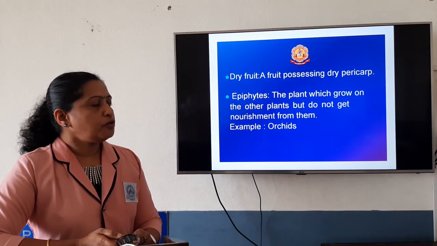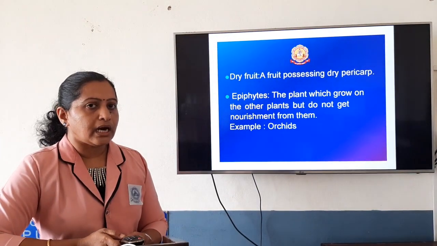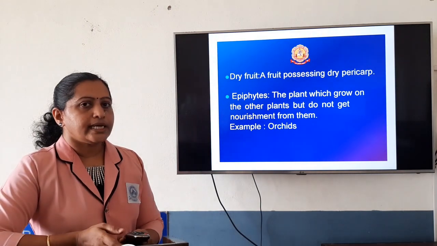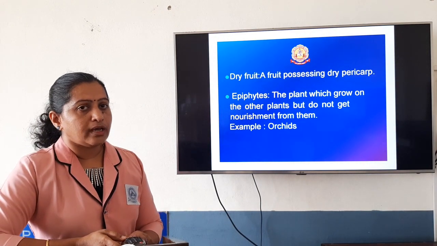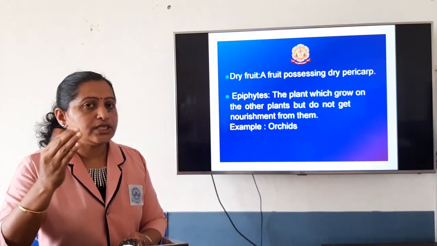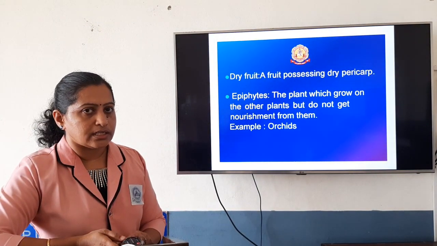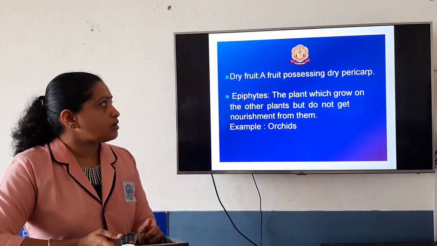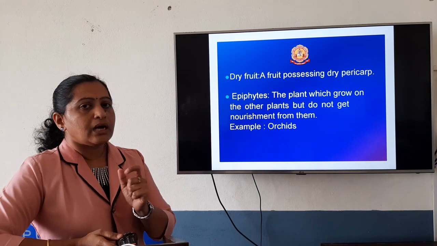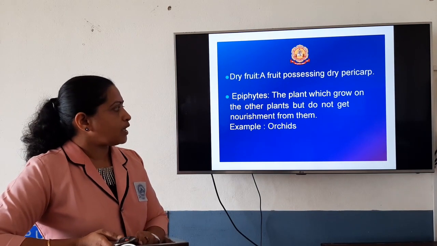Dry fruit. A fruit that has got dry pericarp is termed as dry fruit. Okay. So we have taken the example of fleshy fruit, where the pericarp is thick, fleshy, and it is differentiated into three layers. But there are certain fruits which are called dry fruits, and in dry fruit usually the pericarp or the fruit wall will be dry.